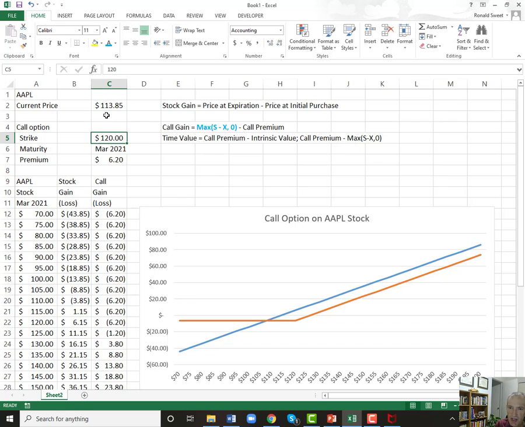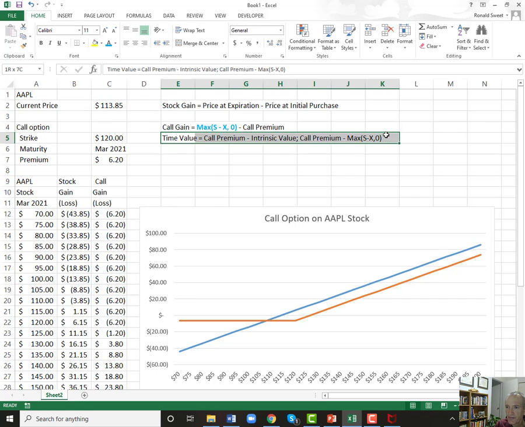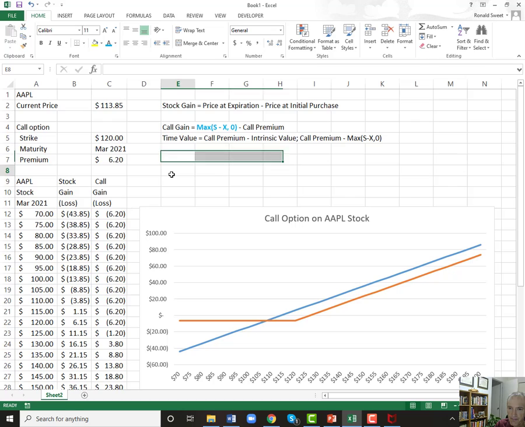So at initiation, when we bought this call option, the entire premium was time value because this option was out of the money. There's no way we're going to spend $120 to buy a stock we can buy for $113.85. So when an option's out of the money, all of its option premium is time value. All right, so this formula right here, you need to remember it for more than just these exercises. You also need it to calculate the time value of the option. All right, so there's the very, very first one.